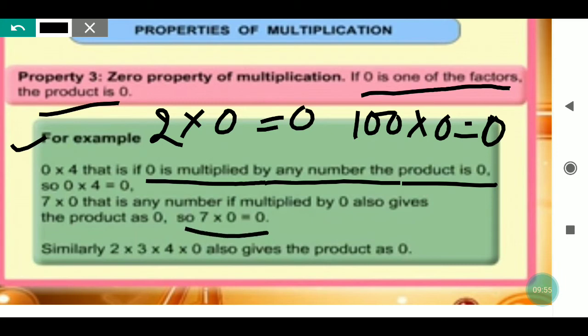Similarly, 2 into 3 into 4 into 0 is also 0, my dear. It doesn't matter that the number of factors is increasing. If 0 is multiplied there with all the numbers, it means the answer will come 0. Like you can see, you can do here. 2 into 3 when you will do, then you will get 6. Isn't it? 6 into 4. Okay. What will you do? 6 into 4, my dear. Okay. Then if you will do 6 into 4, then what will you get?